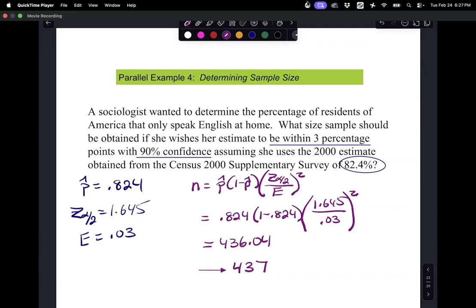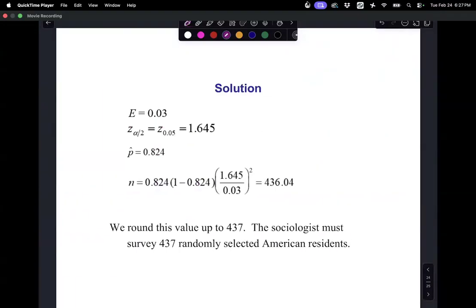So always round up to the next whole number. Always, always. No exceptions. I believe it's all printed out right here. All right. Questions on this before we do another one?